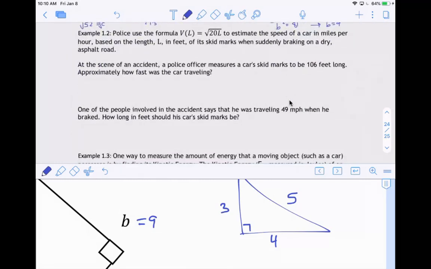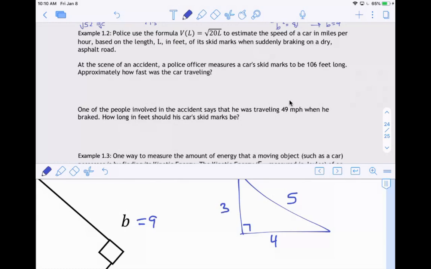The next one is a little more applied to 2020, 2021. We've got police and skid marks, trying to get people to stop crashing their cars. Example 1.2. Police use the formula velocity of L, V of L, equal to the square root of 20L to estimate the speed of a car in miles per hour based on the length, L, in feet of its skid mark when suddenly braking on a dry asphalt road.